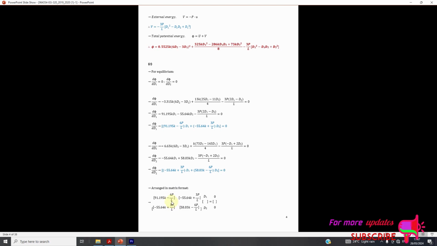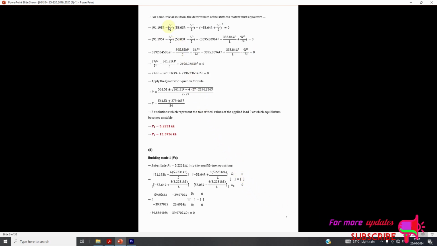91.195k minus 6P over L into bracket, then into bracket minus 55.64k plus 3P over L d1. Okay, and this is over again. This is the way the matrix looks like, multiplied by d1 d2, which should be equal to 0 0. Now for a nontrivial solution, the determinant of the stiffness matrix must be equal to 0, right? So this must be equal to 0. Now after you simplify and solve, you get this quadratic equation. Now apply the quadratic equation formula.